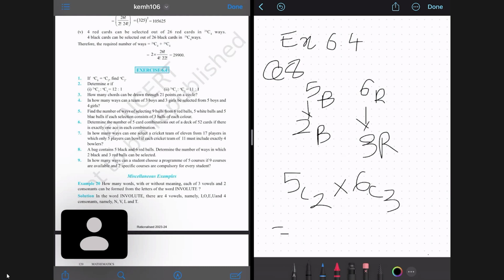Correct. So when we do that, the final solution that we are left with is 5C2 into 6C3, and we have already calculated the value of 5C2, which is nothing but 5C3, which is nothing but 10, and the value of 6C3 has already been calculated by us, which is nothing but 20. And when you solve this, the final answer that you arrive at is 200. Correct. And that is going to be our answer for question number 8.